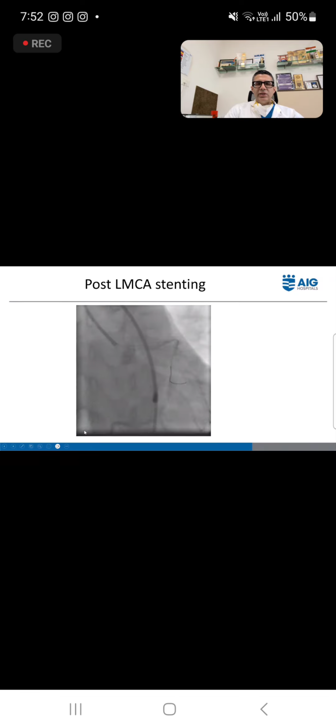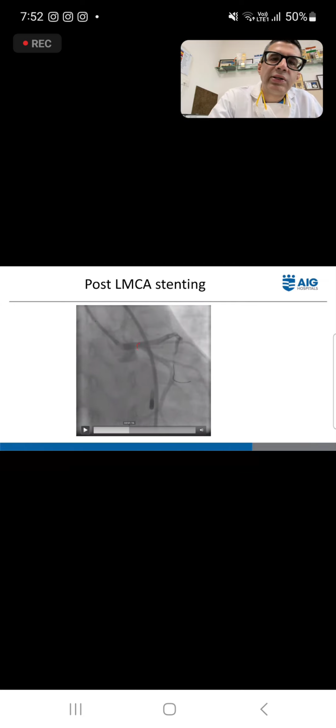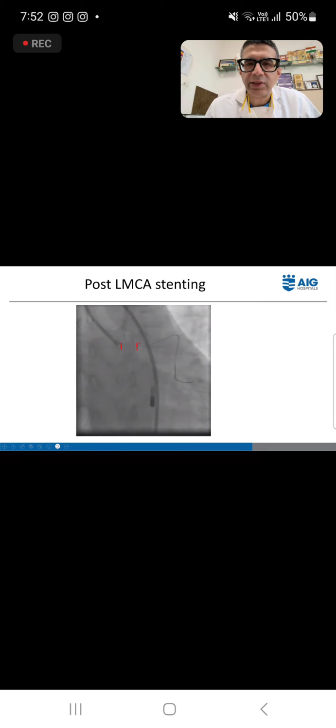And you can see that after stenting, that narrowing which we had mentioned, now you can see that this width and here the narrowing was there, this width, both of them have become totally normal. And so this was a tight left main stenosis.